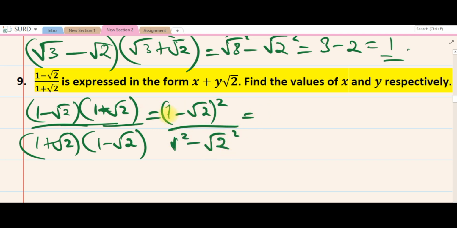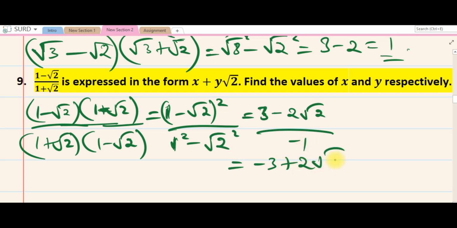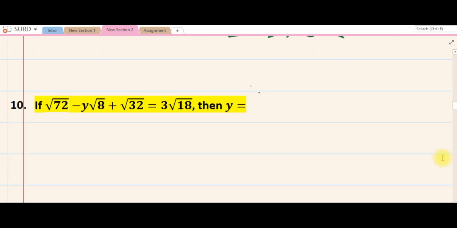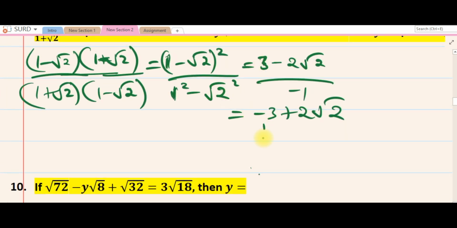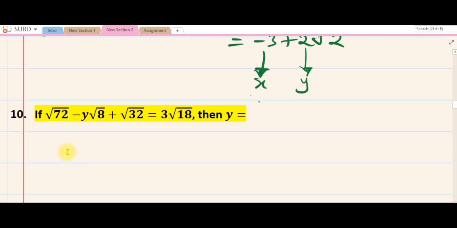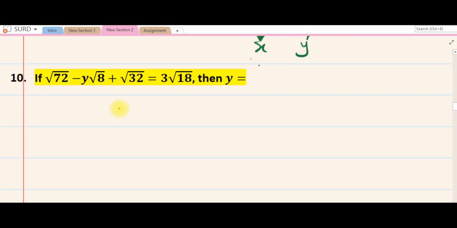So this is, remember our expansion method. 1 squared is 1. Root 2 squared is 2. 1 plus 2 is 3. Why 2 times 1 times that is minus 2 root 2 over minus 1. 1 minus 2 is minus 1. So remember, we have to write it in terms of this. So 3 over minus 1 is minus 3. Minus 2 root 2 over minus 1 is plus 2 root 2. So you can now see that my x is minus 3, y is 2. Minus 2 is y.